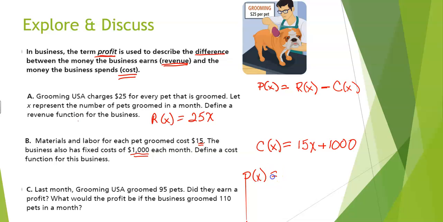The profit would take my revenue, which was 25x, and my x is 95. So I'll just put the 95 in there. And then I would subtract out the 15x, but I'm subtracting both of these, right? 15 times 95. And I'm also subtracting the $1,000.